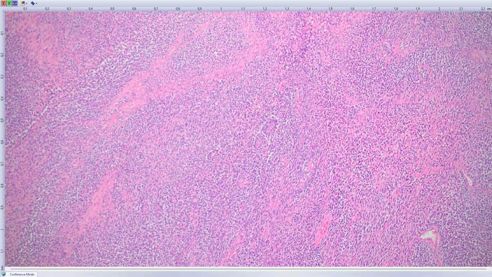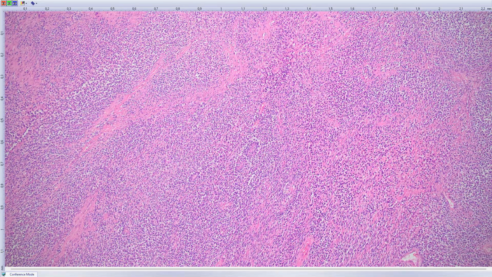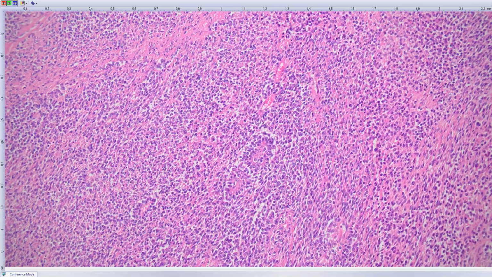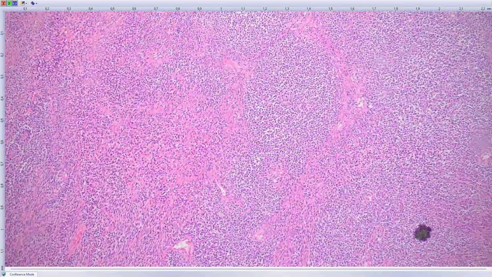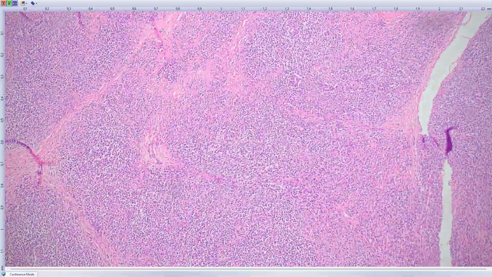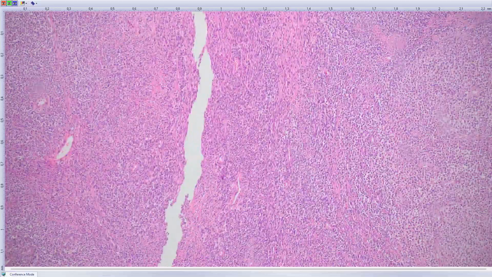So in this case, there was very little morphological clue to the diagnosis because it's really just the sheets of small round cells. But in some areas, you can see these kind of papillary structures, very focally. So that's basically the only thing you can use as a hint. But it's extremely challenging. In this case, it was extremely challenging. I didn't recognize it at all.